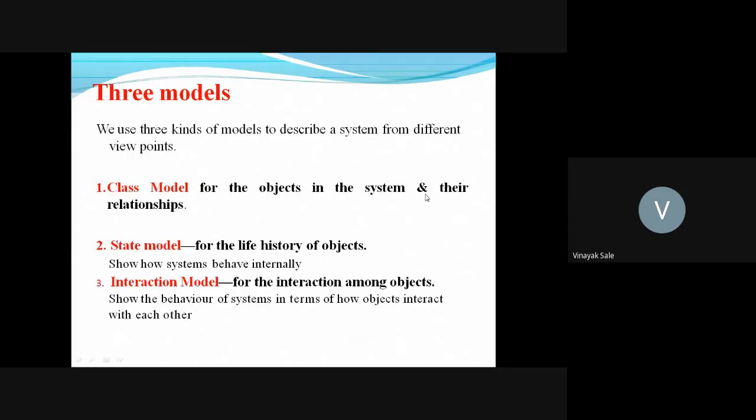So there are three models again: class model, state model, and interaction model. The class model is for objects in the system and their relationships, the state model is for the life history of objects, and the interaction model is for interaction among the objects. The class model is related to the object model, the state model is related to the dynamic model, and the interaction model is related to the functional model. So, same models but with different names. Here we have used a property as polymorphism.